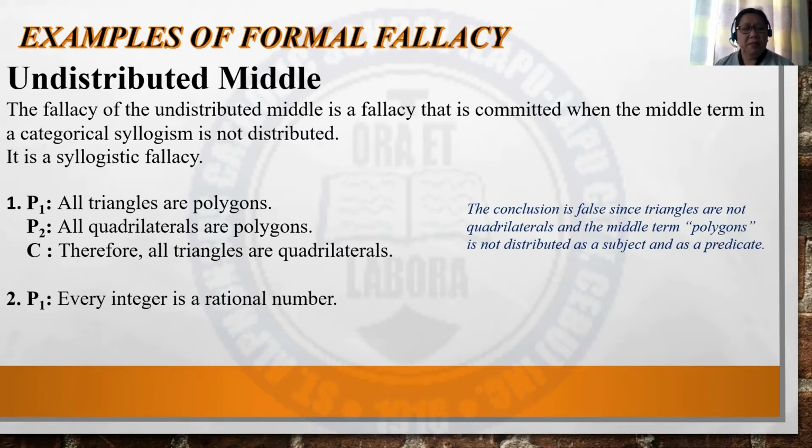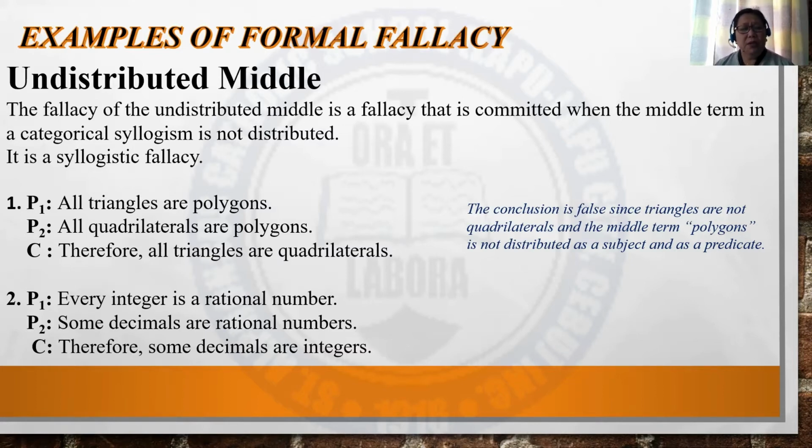Another example. First premise, every integer is a rational number. Second, some decimals are rational numbers. And for the conclusion, therefore, some decimals are integers. So the conclusion is false since decimals are not integers.